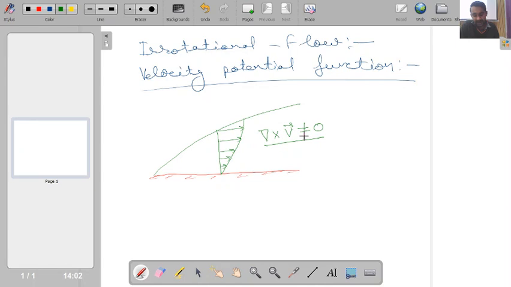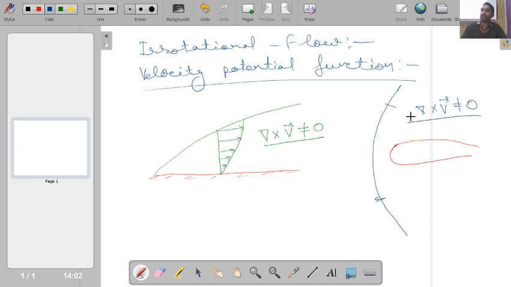Similarly, we have seen, while we discussed Crocco's theorem, that if I have some blunt shaped object, and ahead of this object I have the formation of a shock wave which has more strength near the object and far away from it its strength decreases, then once again we will have a situation of rotational flow. Okay, our flow will not be irrotational.